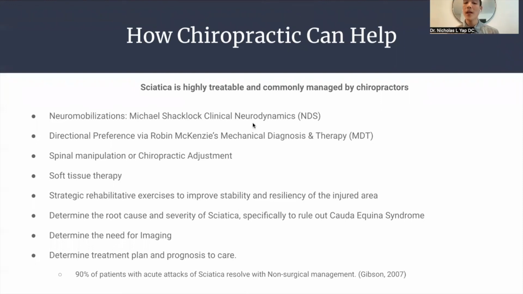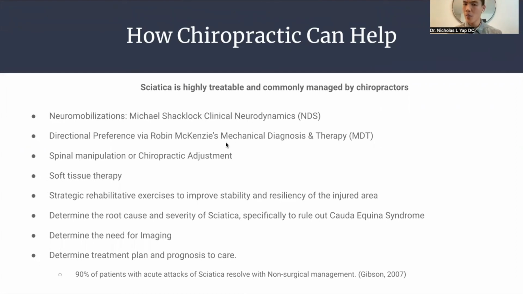We also apply Robin McKenzie's mechanical diagnosis and therapy, or what we call a directional preference, to find a specific direction in your body or in your motion where, for example, if forward bending is painful and backward bending is relieving, we would essentially prescribe that direction for you as homework on top of other rehab strategies.